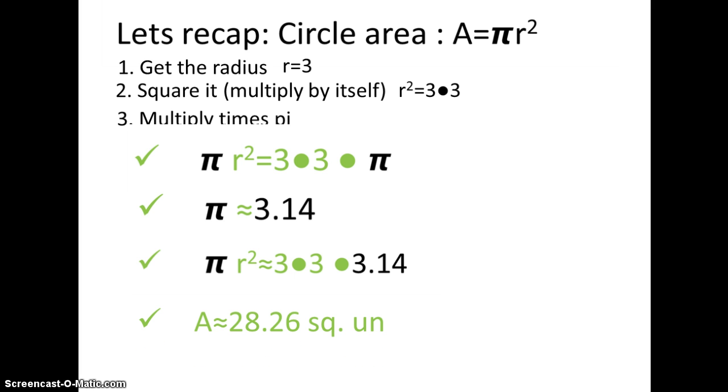So last check mark, if we multiply 3 times 3, we get 9. If we multiply 9 times 3.14, we get 28.26 square units. 28.26 square units is a little bit more than 3/4 of that big square, which would be 6 by 6, or 36.